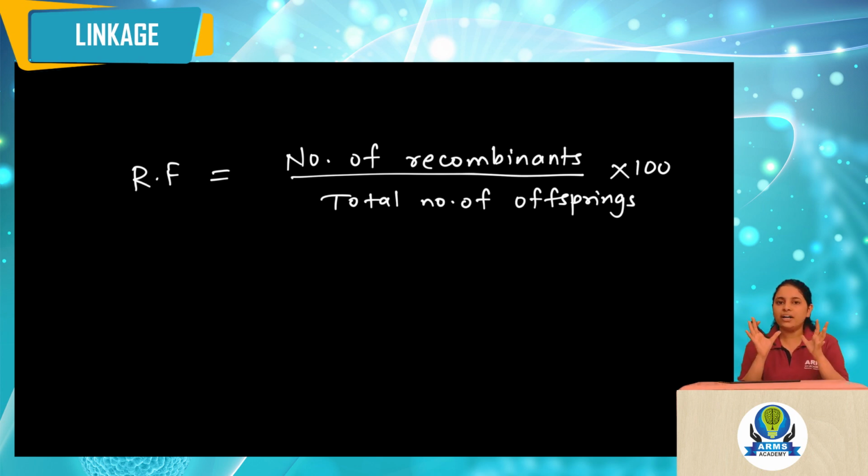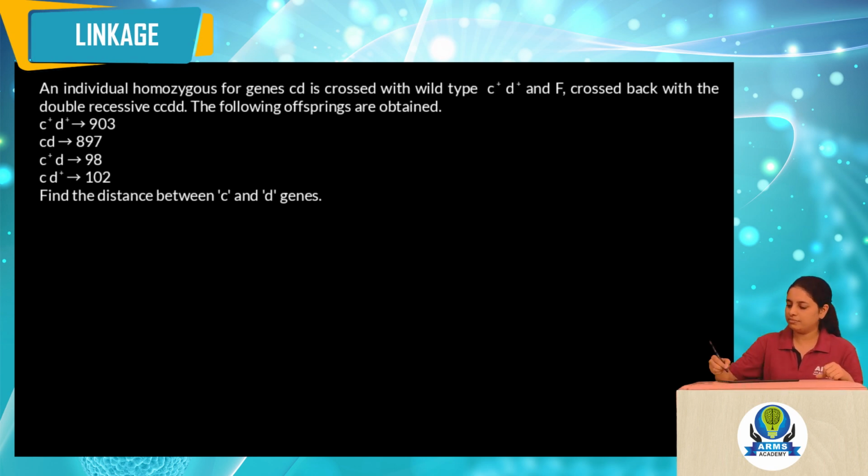Now let's try to understand how to calculate recombination frequency and then the distance between genes using a very simple example. Here, let's see the example. An individual homozygous for genes CD is crossed with wild type, that means C plus D plus, and the F1 is crossed back with the double recessive small c, small d genes. And these are the 4 types of offsprings. Now here we have to calculate the distance between gene C and D.